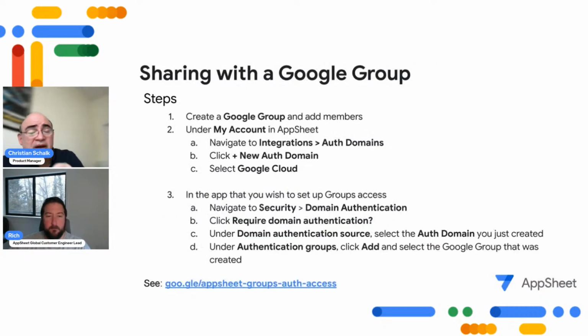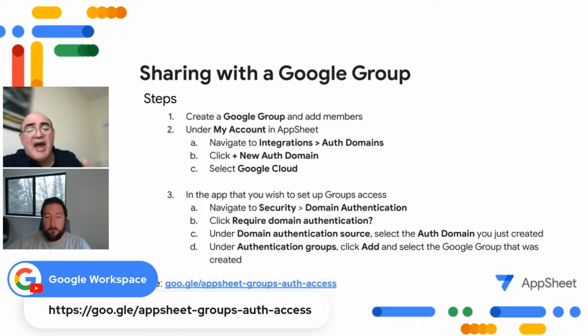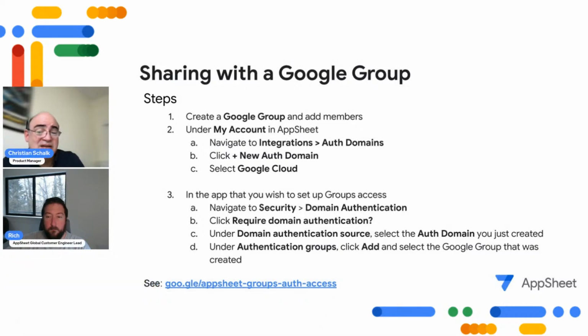Right? And then finally, I'll step through the process by which you would create a new auth domain that will allow you to essentially share your app to a Google group. To do that, you would create a Google group first, and then add the members, or maybe you already have an existing Google group. And then under the My Account page in AppSheet, which I'll walk through in the product as well, you'll create a new auth domain, and you'll select Google Cloud as your new auth domain. Then you go into the app itself, and under security and then domain authentication, you can click require domain authentication, and then select the auth domain and the actual group that you've created. Okay, and there is a good video out there that I would recommend you check out.